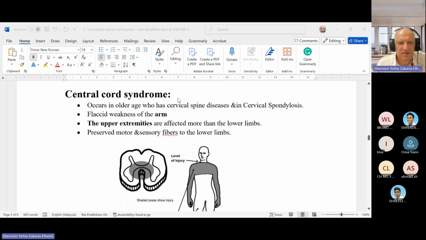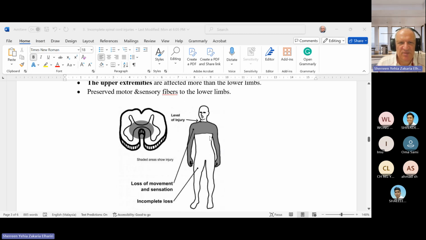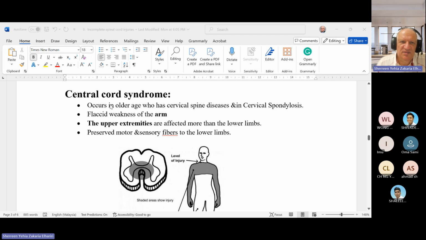Central cord syndrome, again, is like syringomyelia. It occurs also in older age, with cervical spine disease, cervical spondylosis. There is some weakness in the arm, the upper limb is more affected, but the sensory fibers are preserved. So they have motor weakness, but sensation is intact. This is what we call central cord syndrome. It occurs in cervical spine disease.